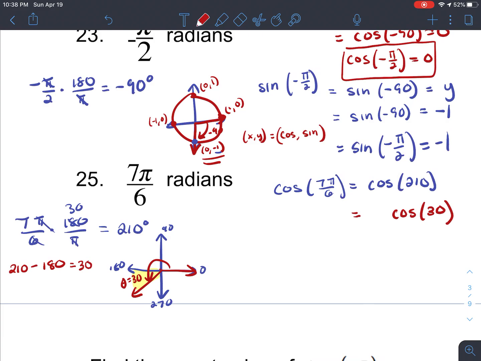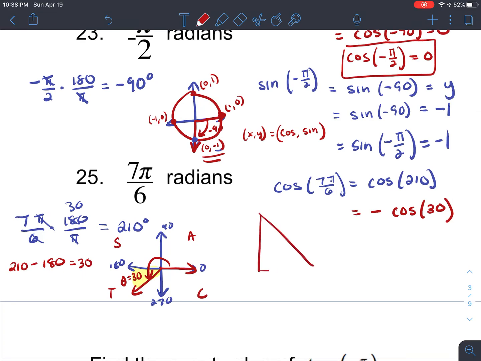But remember, we need to determine the sign based off of All Students Take Calc. In quadrant 3, cosine is negative. So cosine of 210 is equal to negative cosine of 30. Now from here, we can use our reference triangles. We know we have the 30-60-90 right triangle, whose sides are 1, radical 3, and 2.